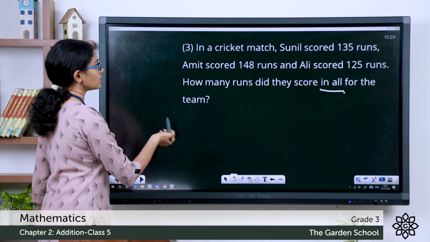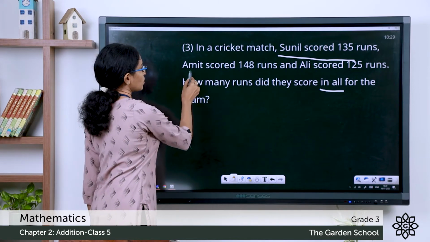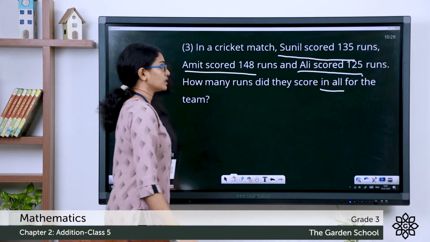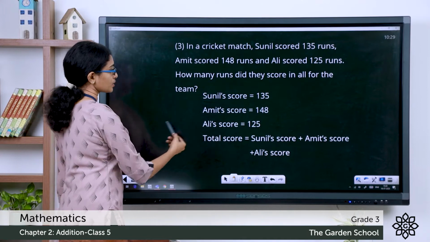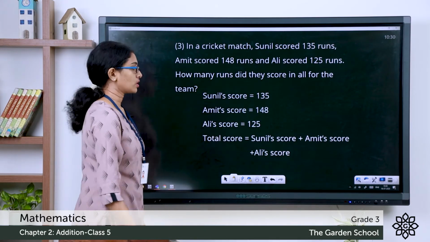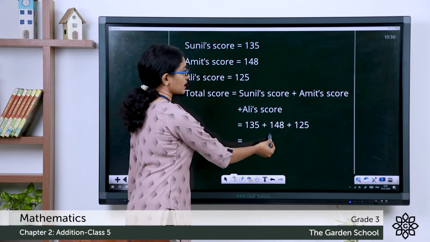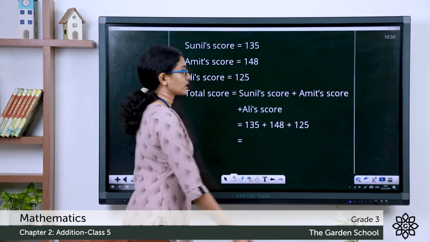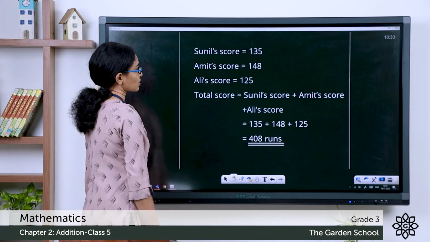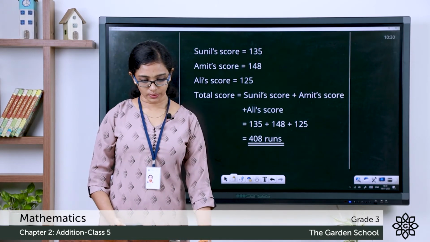So, from the question we know Sunil scored how much? 135 runs. Amit scored 148 and Ali scored 125. So, the total score equal to Sunil's score plus Amit's score plus Ali's score. Let's substitute the numbers. It is equal to 135 plus 148 plus 125. You can do the calculation in the working column. Now, let's check the answer. The total runs or the total score equal to 408 runs. Now, let's discuss the next question.